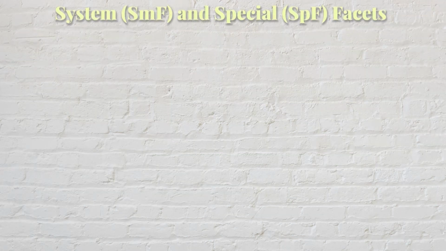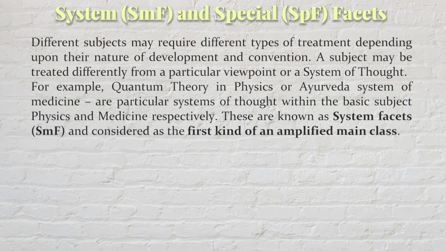Now, what are the systems and special facets? Different subjects may require different types of treatment depending upon their nature of development and convention. A subject may be treated differently from a particular viewpoint or a system of thought. For example, quantum theory in physics or Ayurveda system of medicine are particular systems of thought within the basic subject physics and medicine respectively. These are known as system facets and considered as the first kind of an amplified main class.